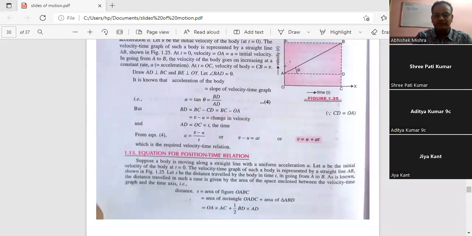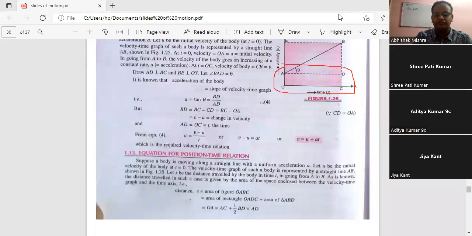Yes, you can see over here, student, this is your rectangle, length into breadth. Now what we will be doing is OA into AC, that we are doing over here, OADC. Now we will be calculating it: OA into AC, and now half into the area of the triangle, BD into AD, that is, the perpendicular and the base. So this is the formula.